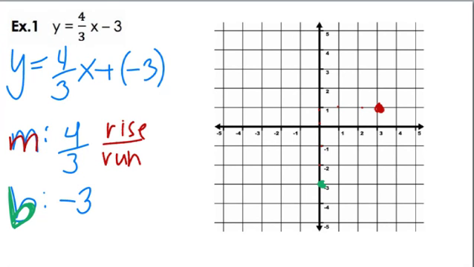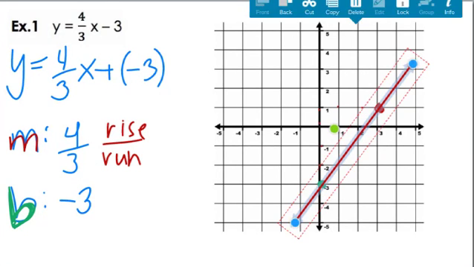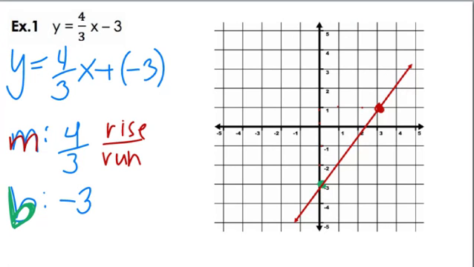Okay. So now if I take my pencil and I connect my points, there's my line. Let me actually make an actual line. There you go. All right. Next one.